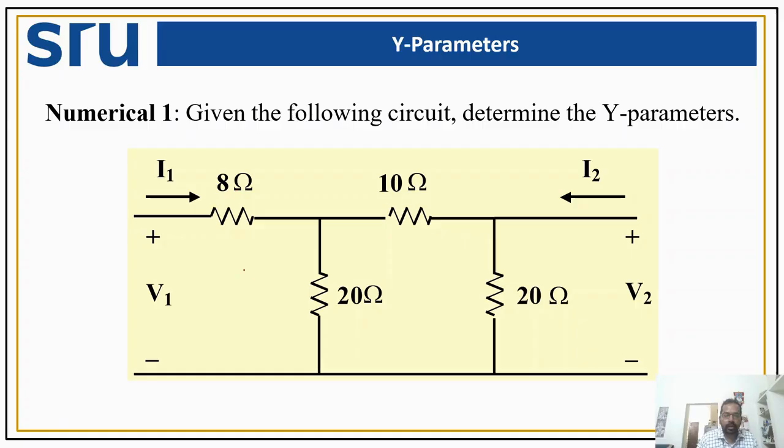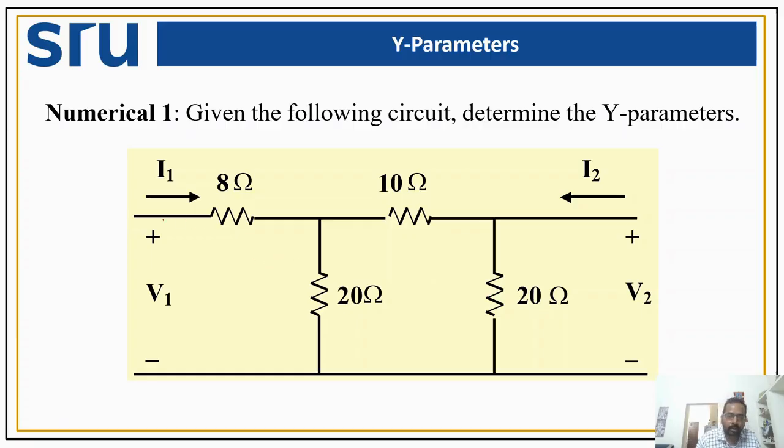So we try to convert this T network, T circuit to a pi, and we are going to have one pi network parallel with 20. We can reduce it, and we shall see why we are going to convert in this particular way. So now let us start.